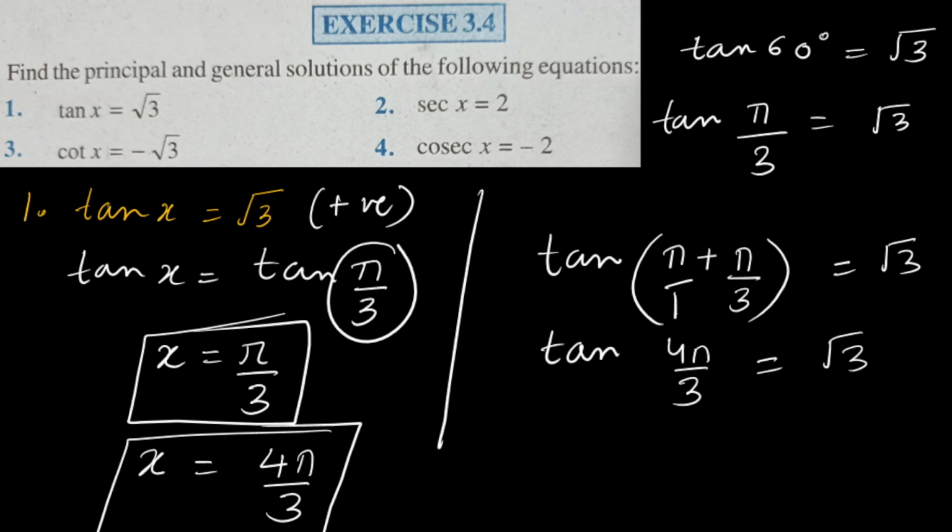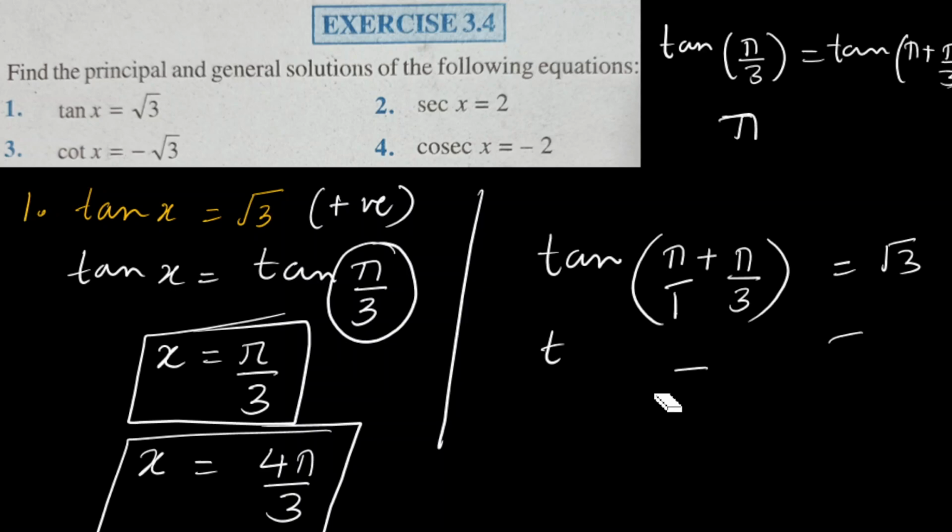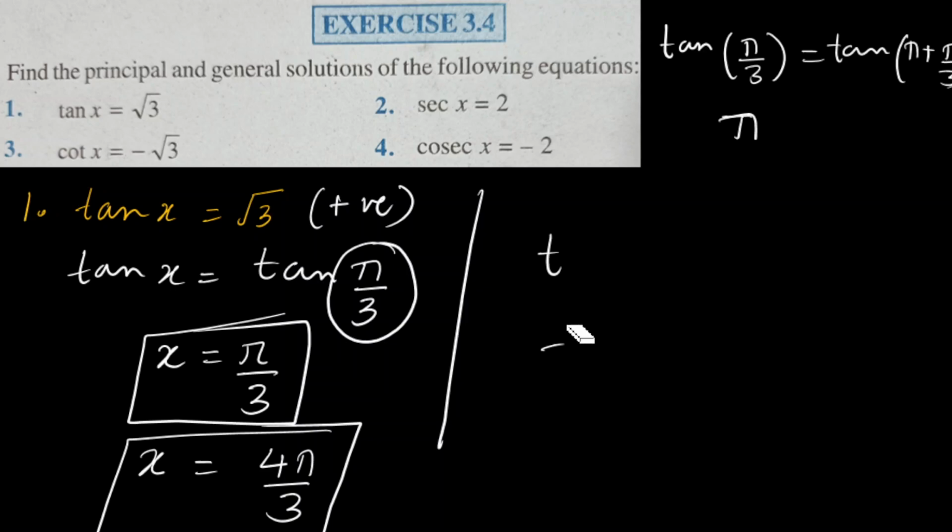So that's the different way of writing it. Basically both of these are equal. Tan pi by 3 I can also write as tan of pi plus pi by 3, and we know the period of tan is pi, like tan repeats itself after a period of pi. This you also have to remember. So we got our principal solutions: two solutions, pi by 3 and 4 pi by 3.